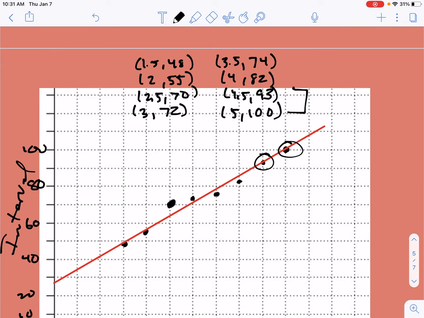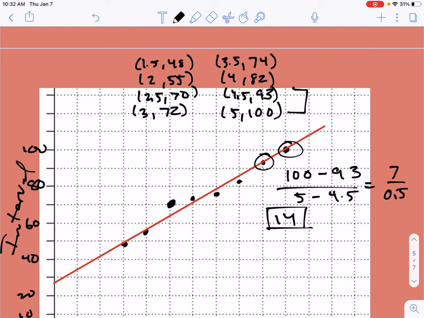So you do your change in y, which is just subtracting your y coordinates, over your change in x, which is 5 minus 4.5. So you get 7 over 0.5, which is 14. Because it's 7 divided by 1/2, and 1/2 goes into 7 14 times. So you get 14 for your m.